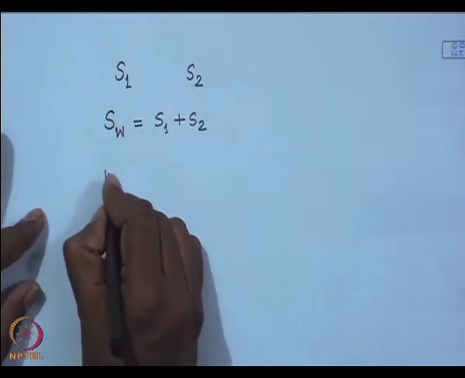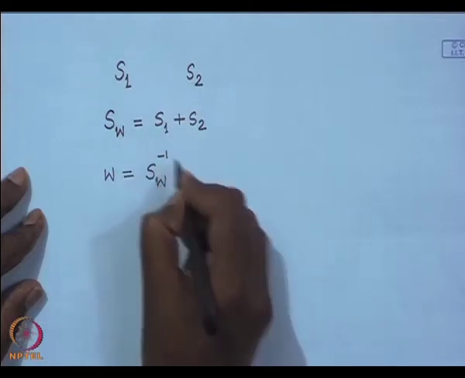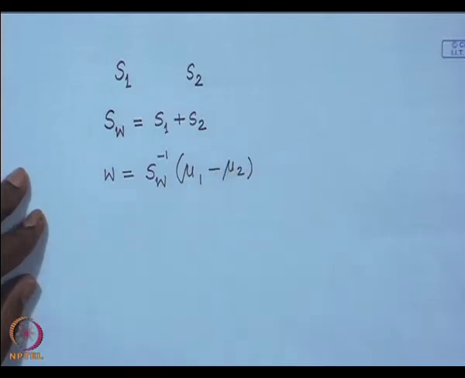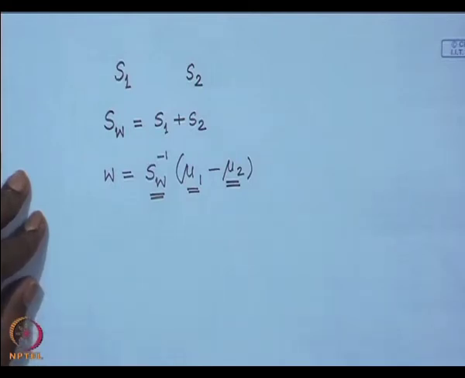And if mu 1 is the mean of the feature vectors in class omega 1 and mu 2 is the mean of the feature vectors in class omega 2, then when we discussed the Fisher's linear discriminator, we said the projection direction is given by a vector W, which is nothing but S W inverse into mu 1 minus mu 2, where S W is the total within class scatter, mu 1 is the mean of the feature vectors in class omega 1 and mu 2 is the mean of the feature vectors belonging to class omega 2.